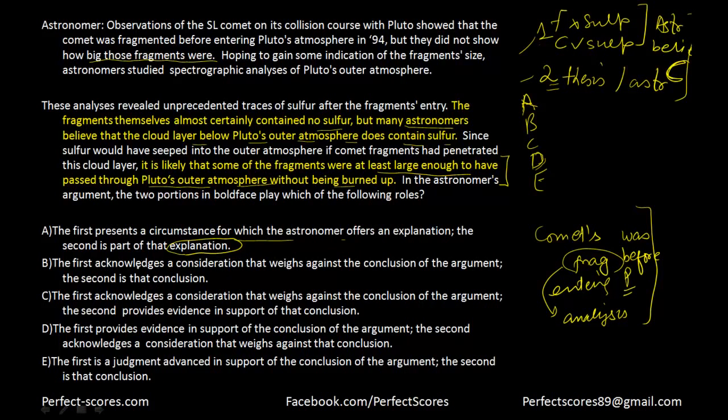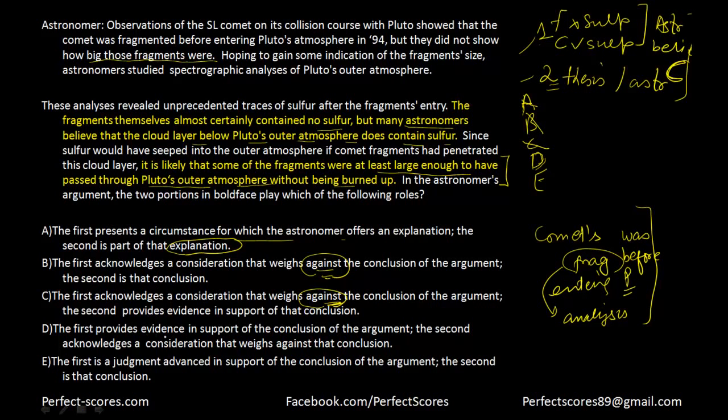The second one: the first acknowledges a consideration that weighs against the conclusion of the argument. The second is that conclusion. Remember, I told you 1 and 2 are both in the same direction. This word against is making this option wrong. C says the first acknowledges a consideration that weighs against the conclusion. Now as soon as you read this, you know this option is also wrong.